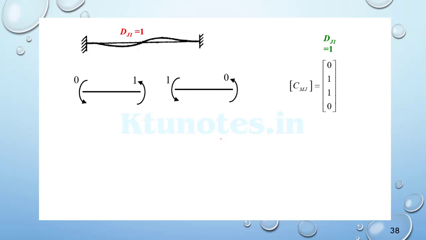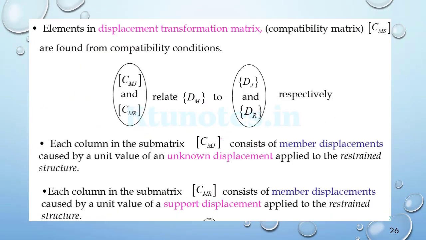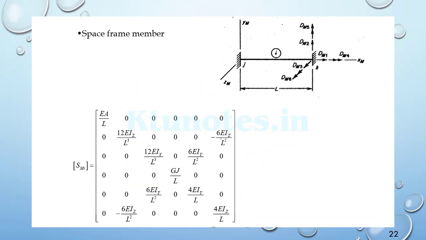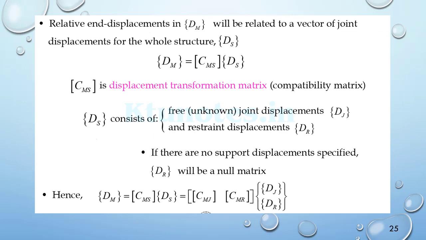Now we are going to find the displacement transformation matrix CMJ, which we have discussed in the previous slide. The displacement transformation matrix mainly relates the member displacement to the structure displacement.